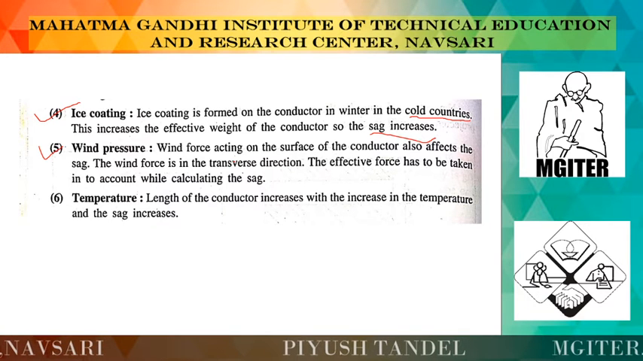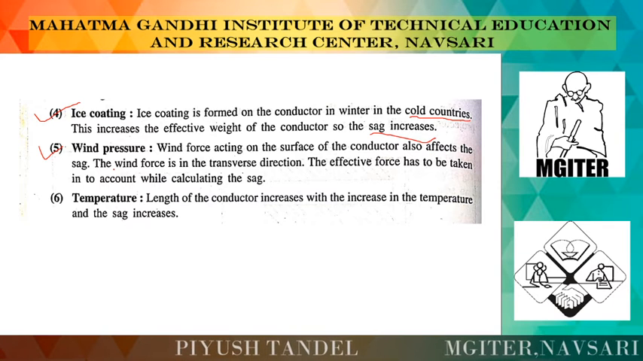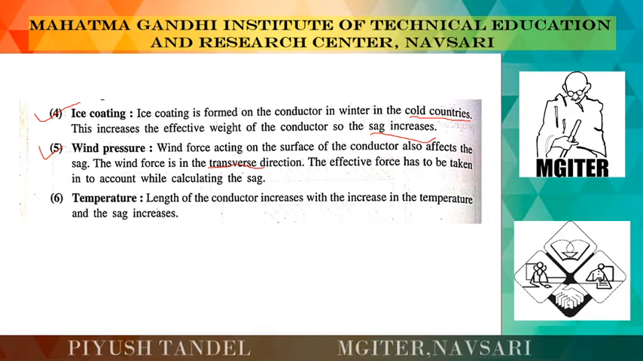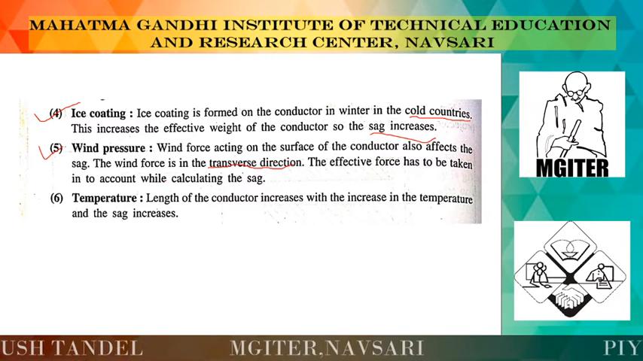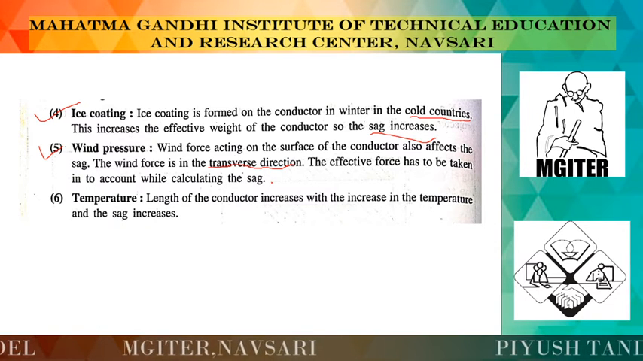Next one, that is the wind pressure. So the wind force acting on the surface of the conductor also affects the sag, and the wind force is in the transverse direction, that we already know. The effective force has to be taken into account while calculating the sag. So due to that wind pressure, the sag is also going to be increased.